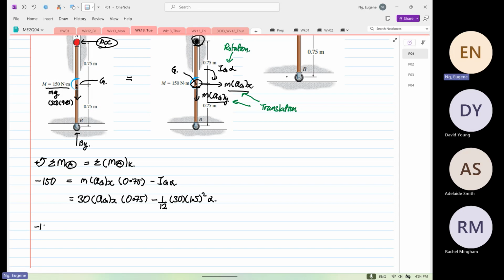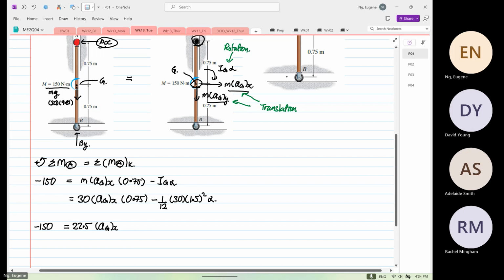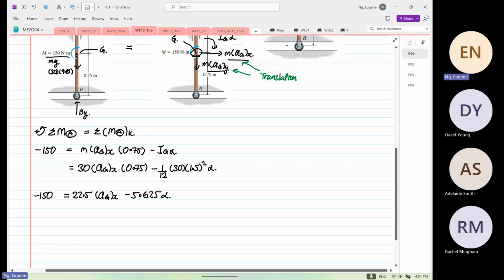So we have minus 150. 30 times 0.75, you get 22.5. And minus 1 over 12 times 30 times 1.5 times 1.5, you get 5.625. Come on, aGx. And this is equal to minus 5.625 alpha. And yesterday we found a relationship, right?